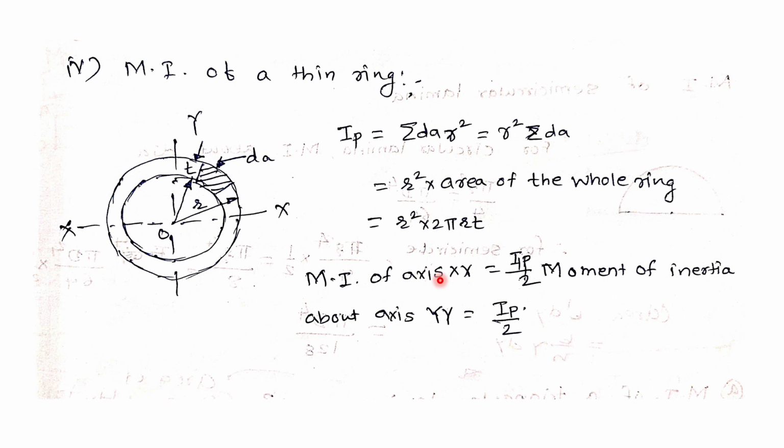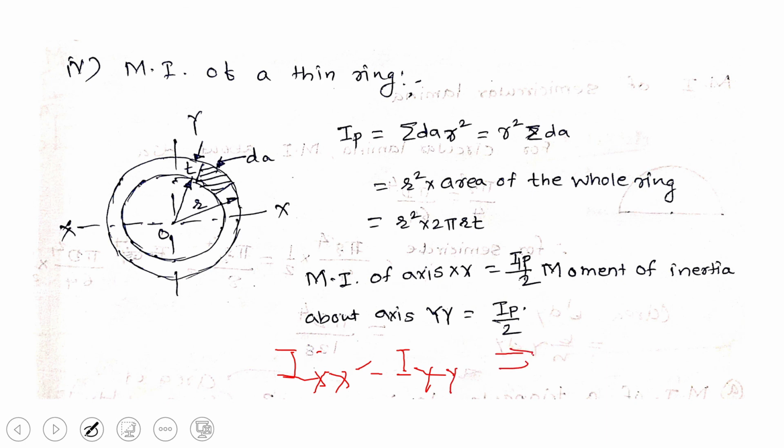So the moment of inertia about this axis xx is equal to Ip by 2, as I told you, when we have to consider it through the axis of symmetry. Here in this case Ixx is equal to Iyy, because it is symmetrical about both axes. So that's why we get Ixx equal to Iyy equal to Ip by 2.